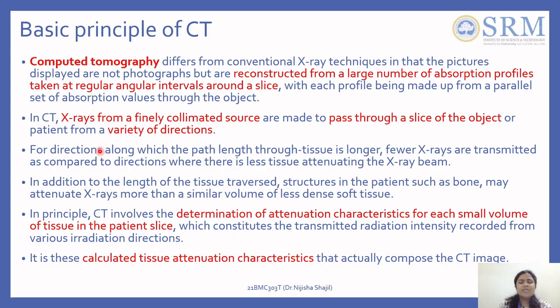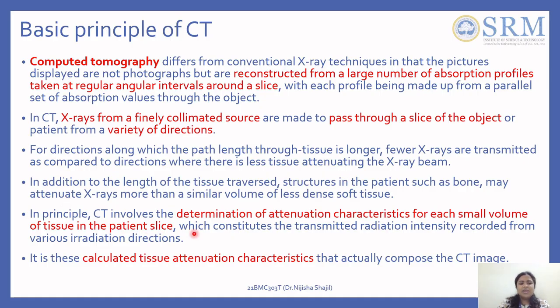Here you use a finely collimated source. So the X-ray source will be small, the detector will be small, and you detect throughout. For directions along which the path length through the tissue is longer, fewer X-rays are transmitted compared to directions where there is less tissue attenuating the X-rays. This is the same concept. Imagine you have a profile. If you have denser tissue, naturally the X-rays coming out are going to be fewer. On the other side, it is easier for them to come out.